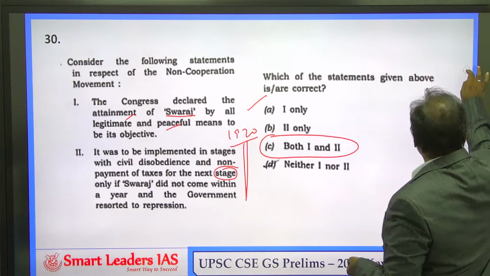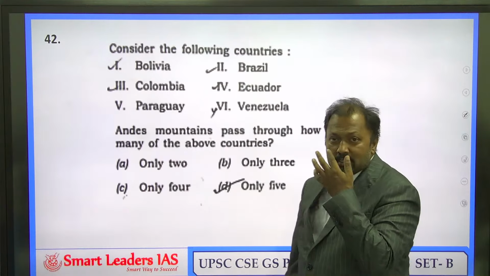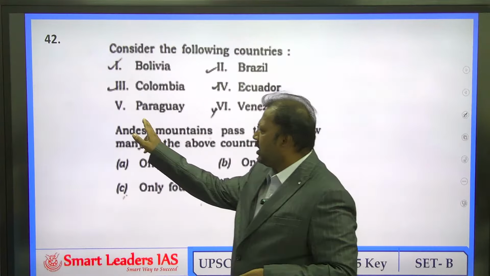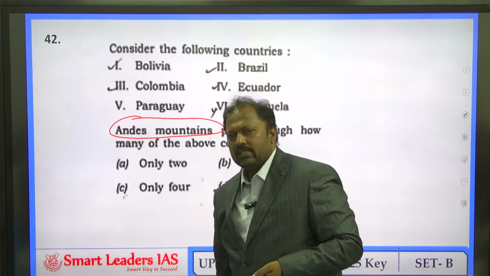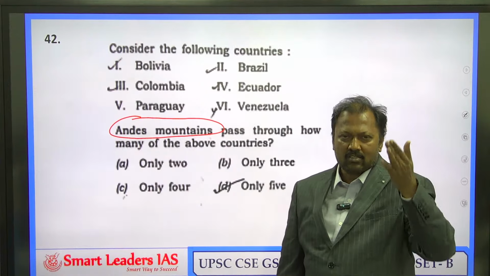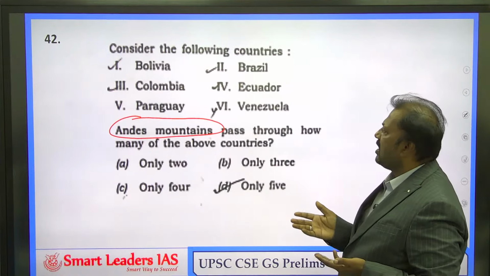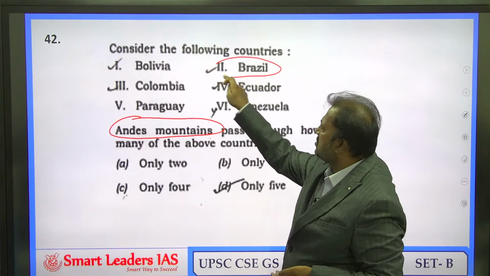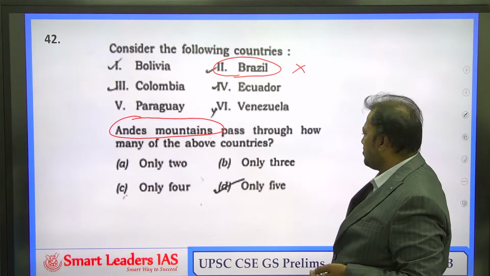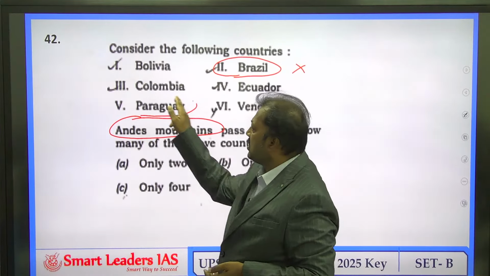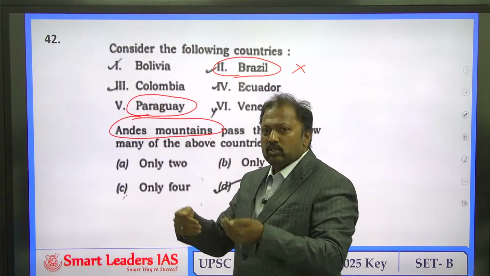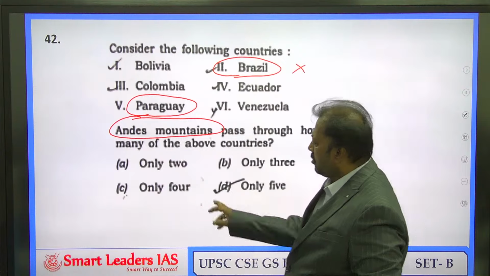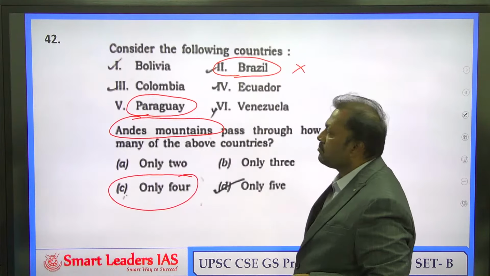Okay. Next, consider the following countries. We are given a list of countries and a simple question. The Andes Mountains are located in South America, in the southwestern part, oriented north to south. Here they are asking through how many of the above countries the Andes pass. Brazil is in the east of South America, so Brazil should not be the answer. Paraguay also is in the east and south of South America. So 2 should not come. If 2 is not there, the answer is only 4. So 42, only 4.